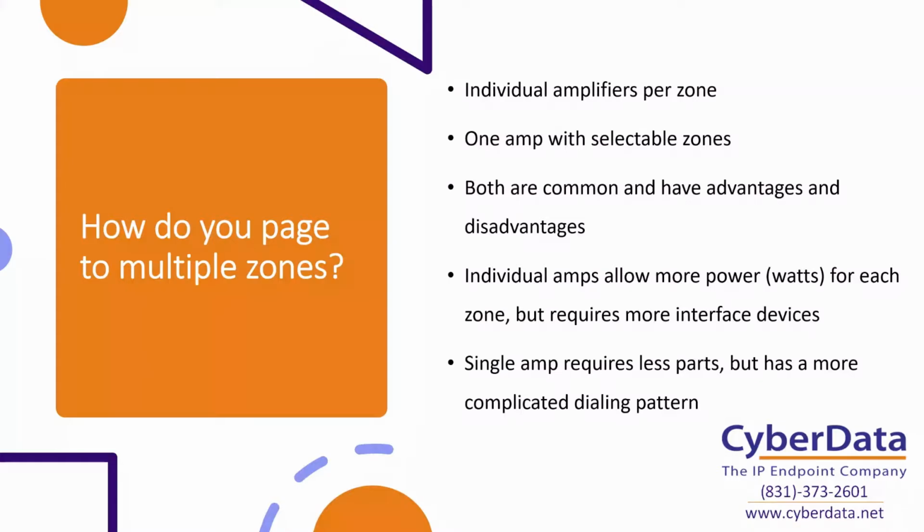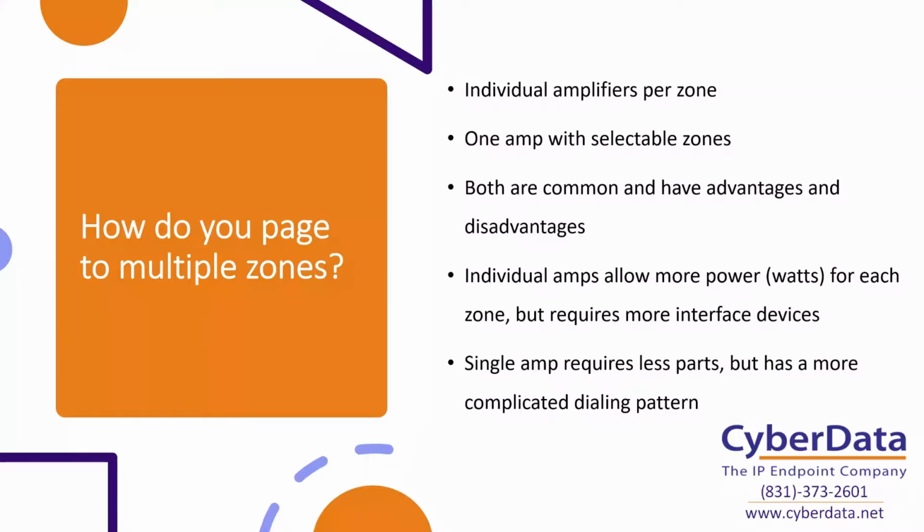Both of these are going to be common. There's not really more of one or the other. It's probably about 50-50 between the 2 because they both have their advantages and disadvantages. Individual amplifiers per zone definitely allows you more wattage per zone, but at the end of the day, that's going to require different interfaces for each individual physical zone.